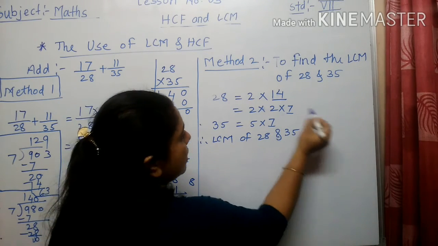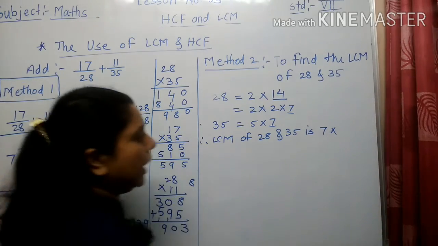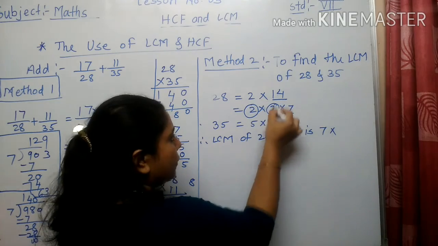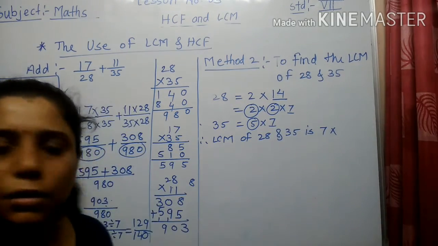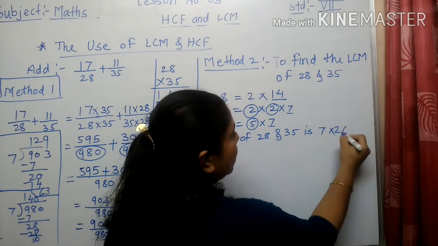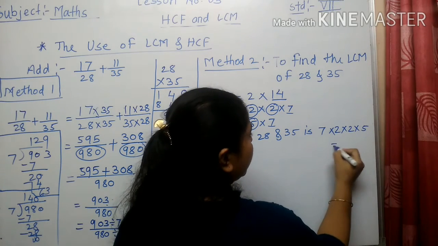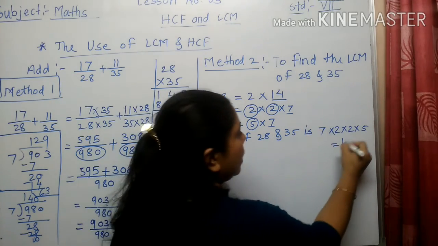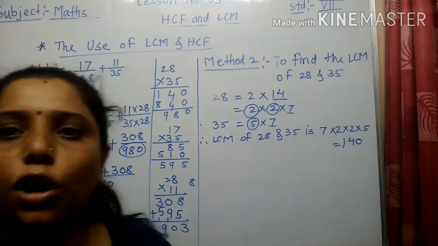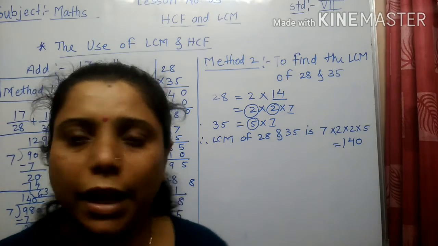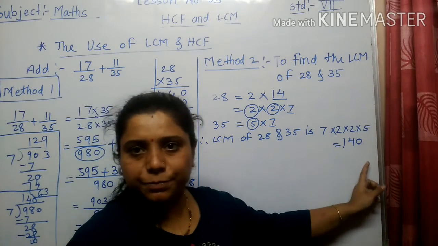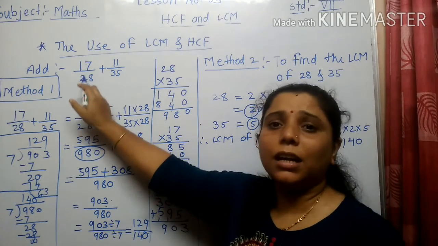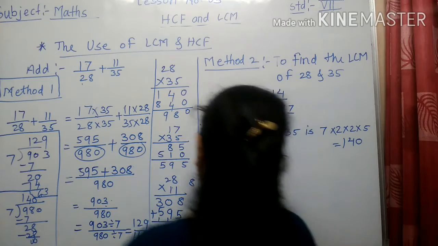Now see here, 7 is common. Then write down the uncommon ones. Which are the uncommon ones? I am making a circle around the uncommon factors. So I am writing 2 times 5, so 5 2s are 10, 10 2s are 20, 20 into 7 is 140. So you got the LCM 140. Now what you have to do? Now you have to add the fractions.